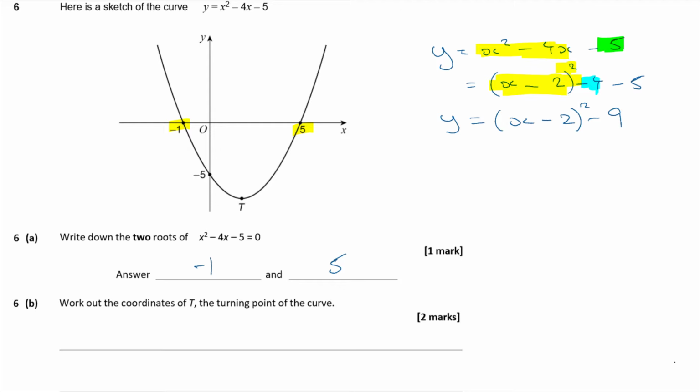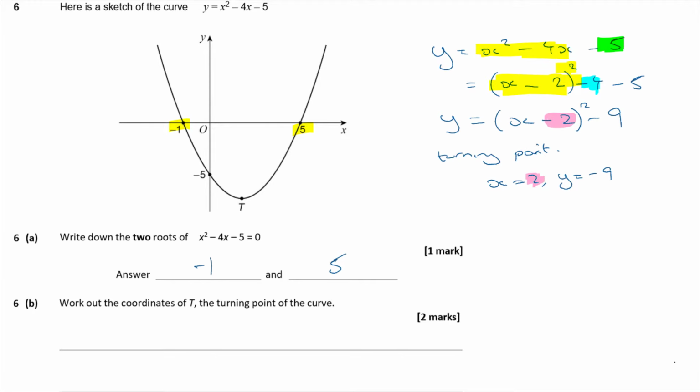So the lowest point, or the turning point, is going to be where that amount is the lowest value it can be, and that is going to be when the bracket part is equal to 0. And that occurs when x is equal to 2. So if you make x equals 2, then you get 2 minus 2 is equal to 0, and 0 squared is the lowest value that you can have, because when you square something, you always get a positive number, so the very least it can be is 0, and that occurs when x is 2. And when x is 2, then the first bracket will disappear, and you'll end up with y is equal to -9.